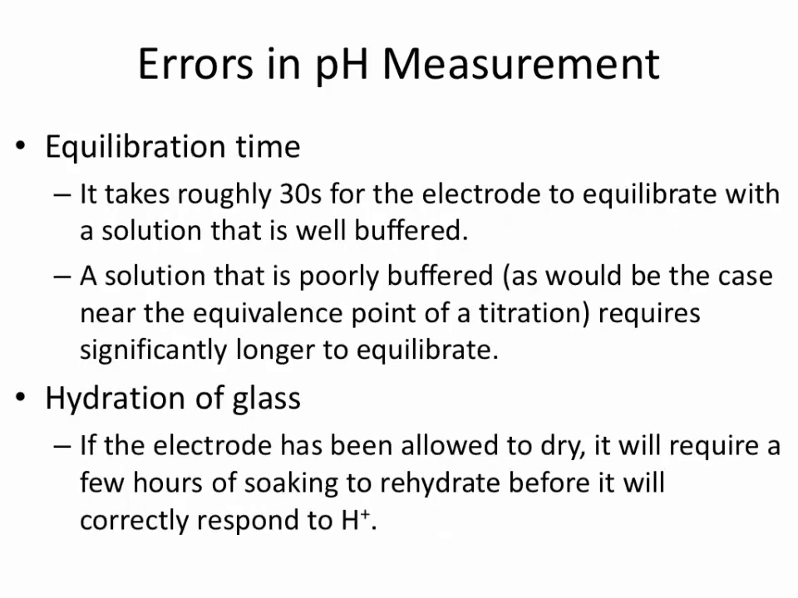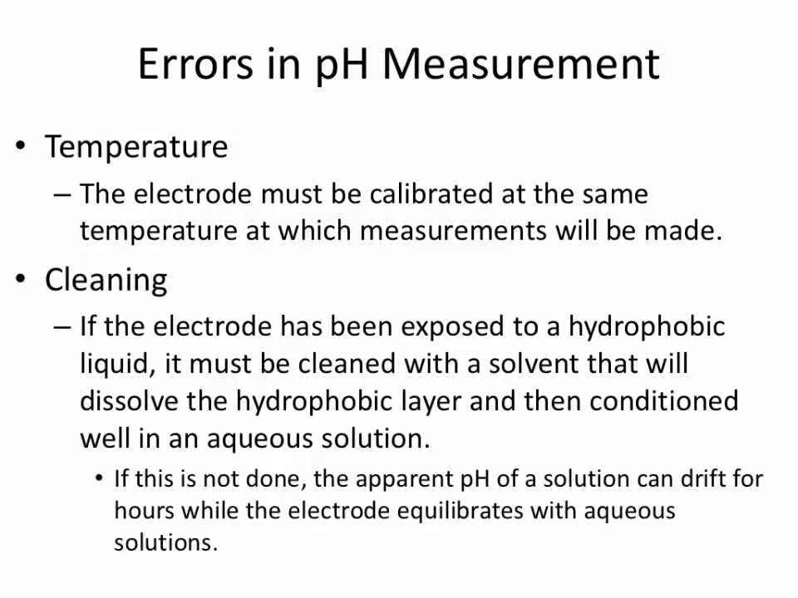We also need to bear in mind the equilibration time. It takes roughly 30 seconds for the electrode to equilibrate with a solution that is well buffered. Now, a solution that is poorly buffered, as would be the case near the equivalence point of a titration, requires significantly longer to equilibrate. And last, we have hydration of glass. If the electrode has been allowed to dry, it will require a few hours of soaking to rehydrate before it will correctly respond to the hydrogen ion concentration. Also, the electrode must be calibrated at the same temperature at which the measurements will be made. If the temperature is changing, then we will have an error in our pH measurement.